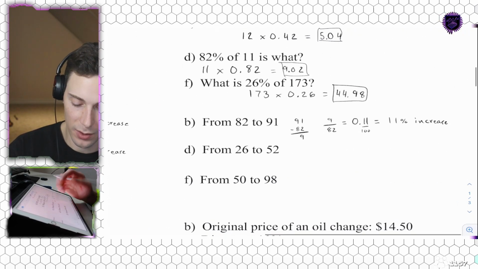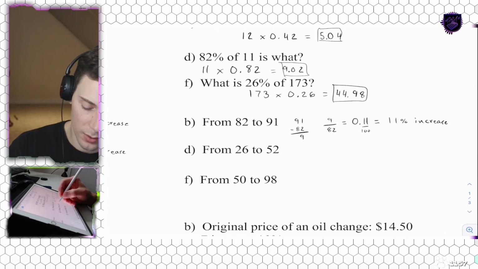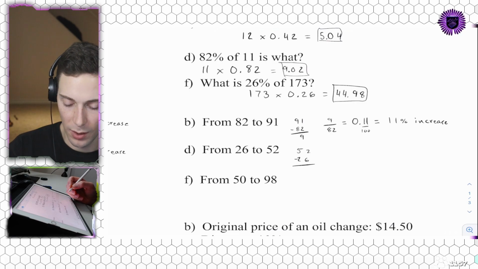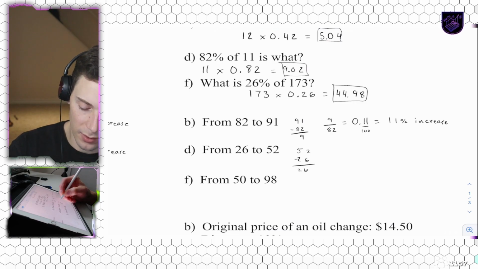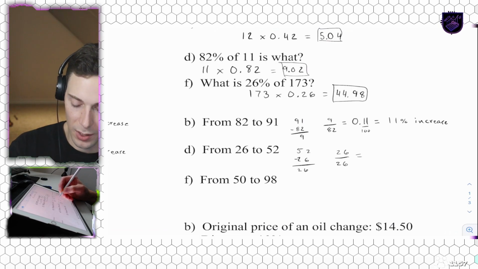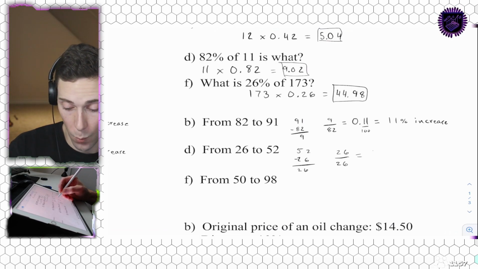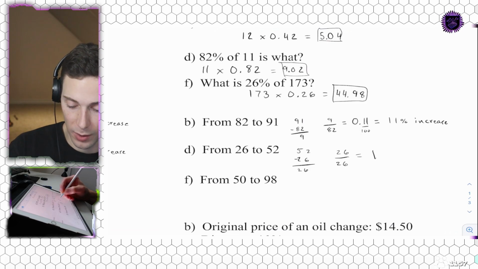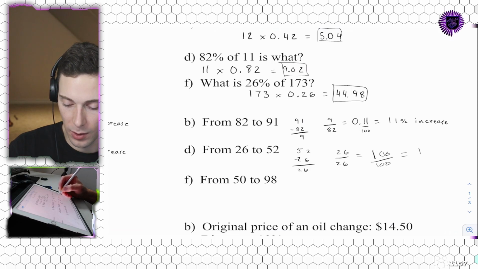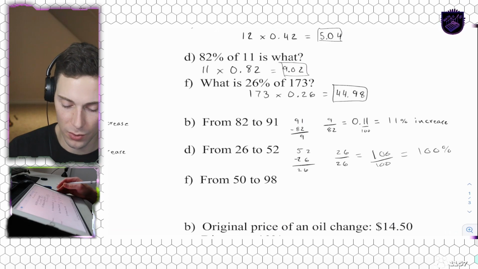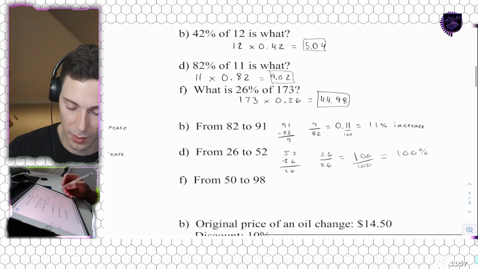Next one, 26 to 52. So we'll go 52 minus 26 to find the difference. That's half right there. It's 26. And then we have 26 divided by 26, which is going to be equal to 1, which is 100%. 100% increase, yeah, because it went up.